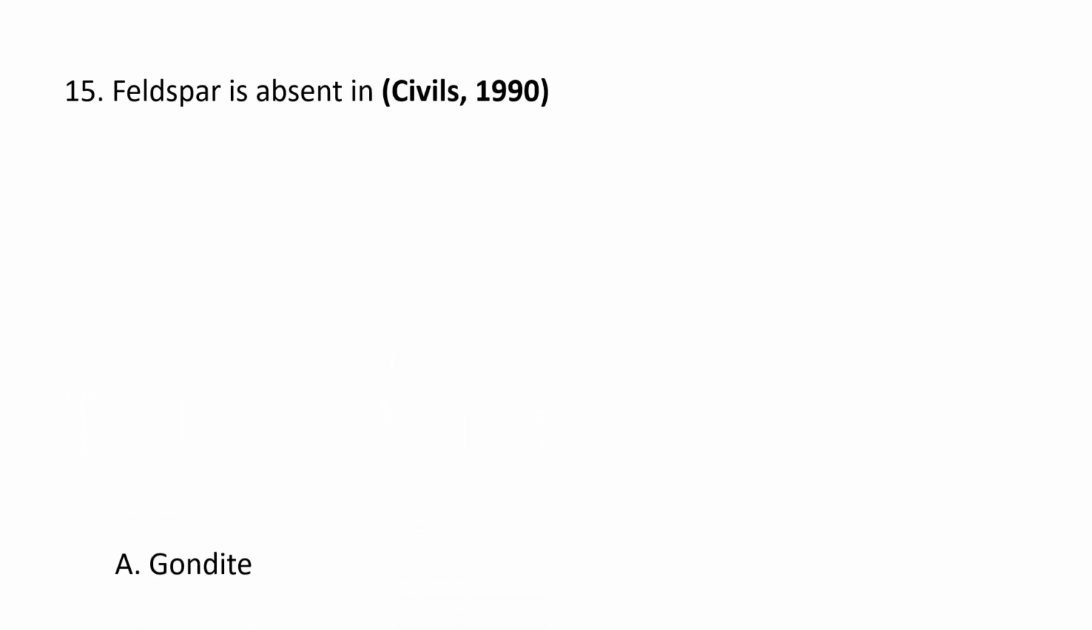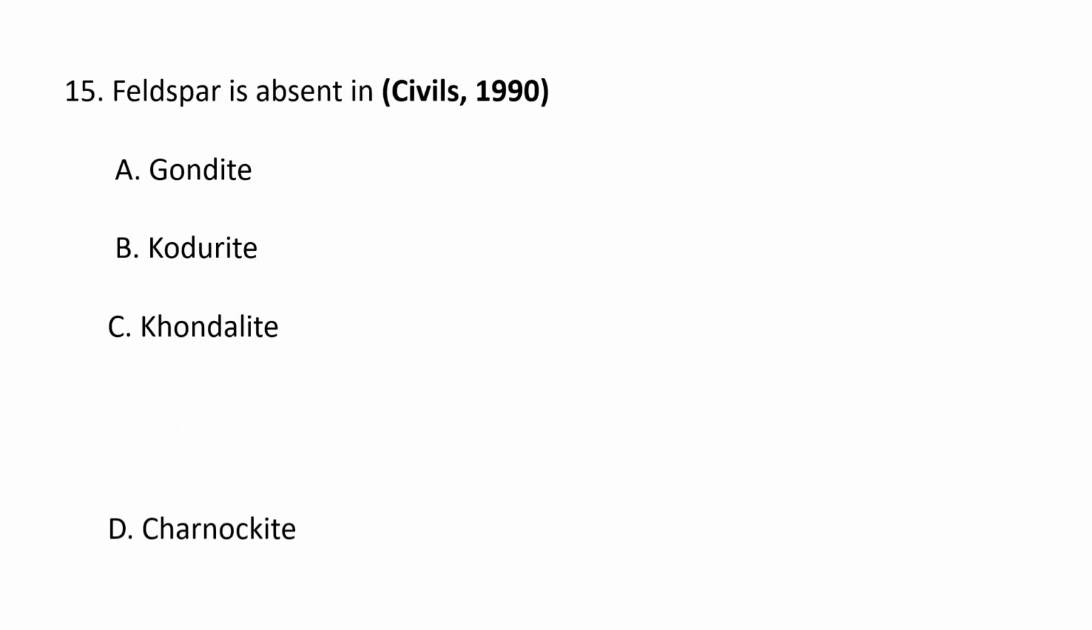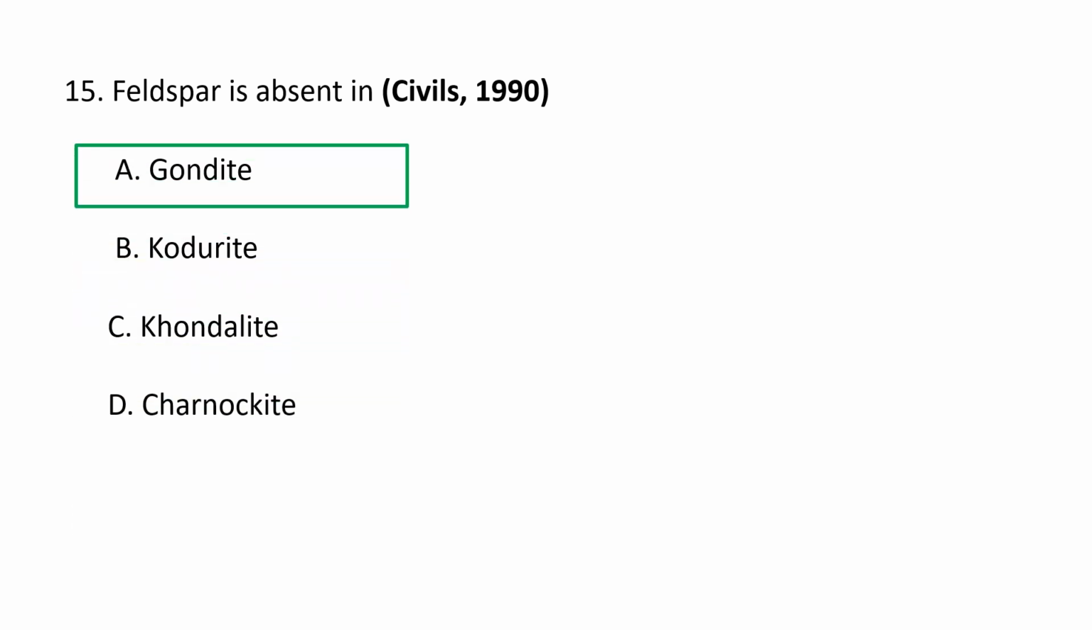Next question. Feldspar is absent in: A. Gondite, B. Cordierite, C. Khondalite, D. Charnockite. Feldspar is generally absent in gondite, whereas in all these cases, cordierite, khondalite and charnockite, feldspar is present.